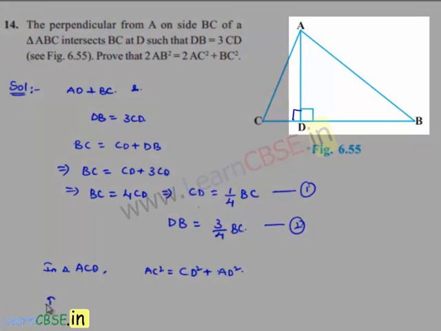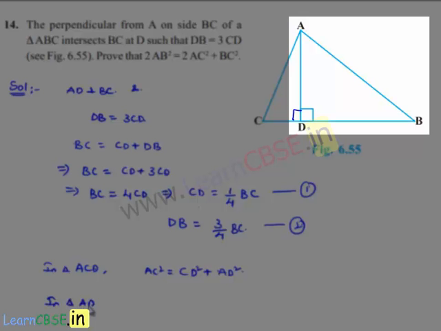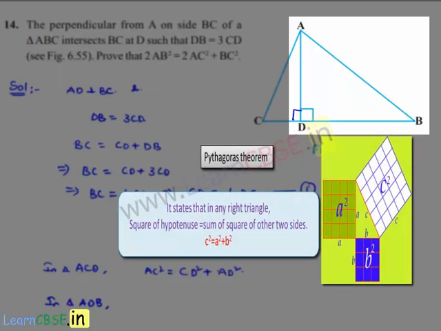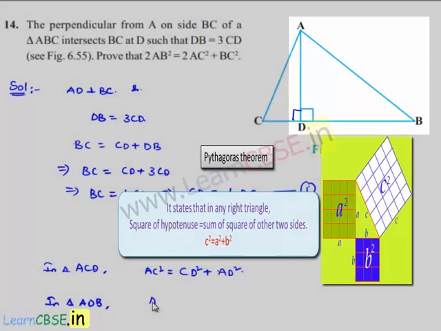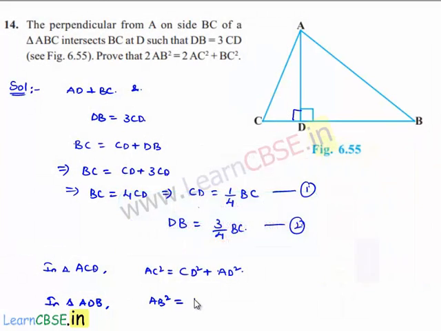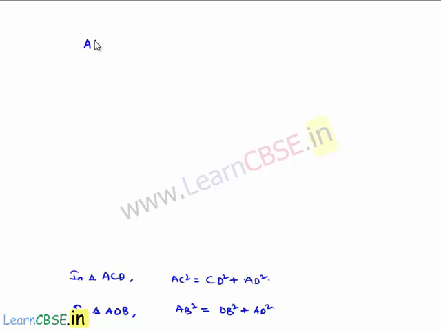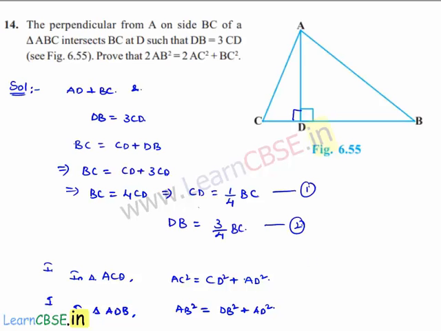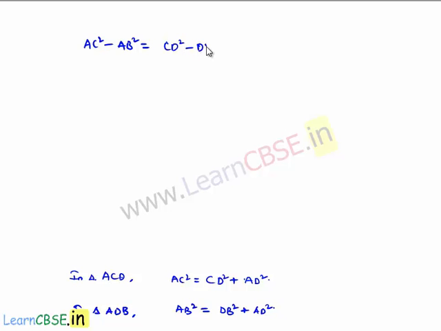Also, if we consider triangle ADB, it is also a right angle triangle as ADB is equal to 90 degrees. Square of hypotenuse, that is AB square, is equal to sum of square of other two sides, that is DB square plus AD square. So here we need to eliminate AD square. So let us subtract both the equations, then we get AC square minus AB square is equal to, AD square will be cancelled, and we are left with CD square minus DB square.